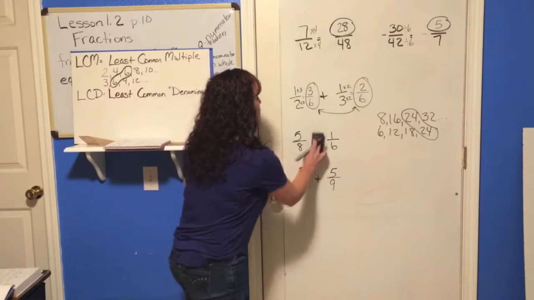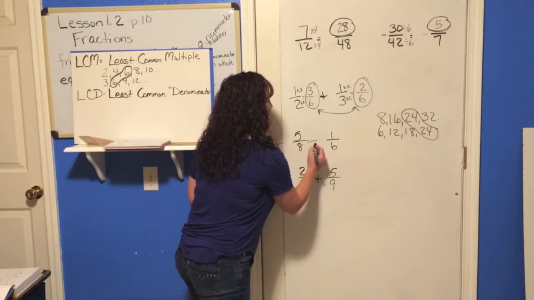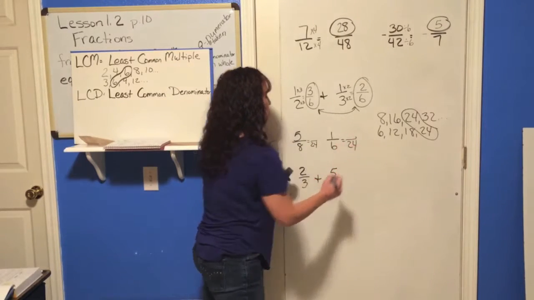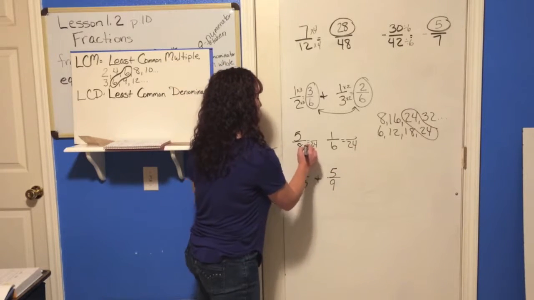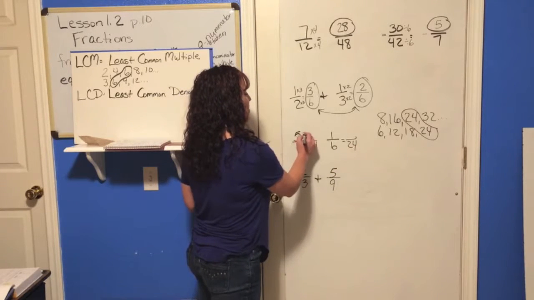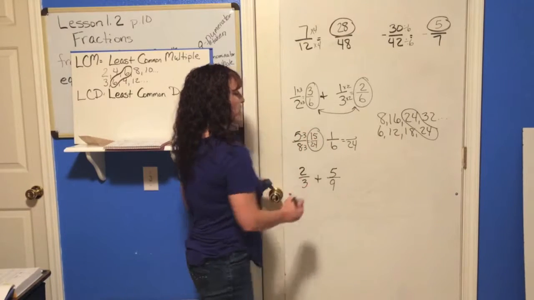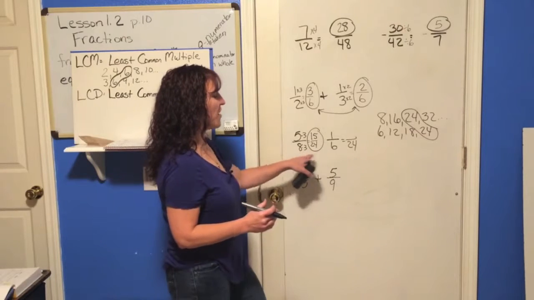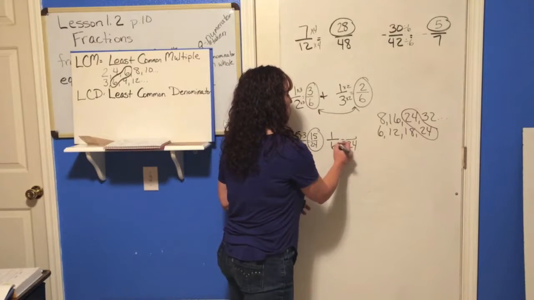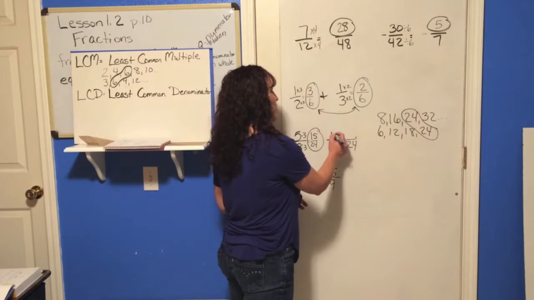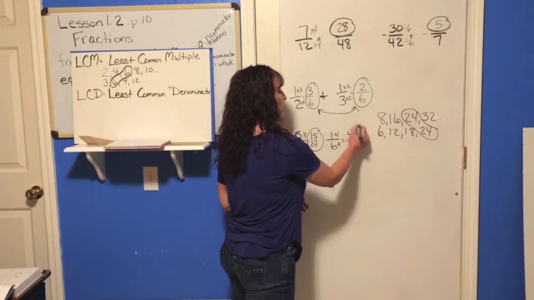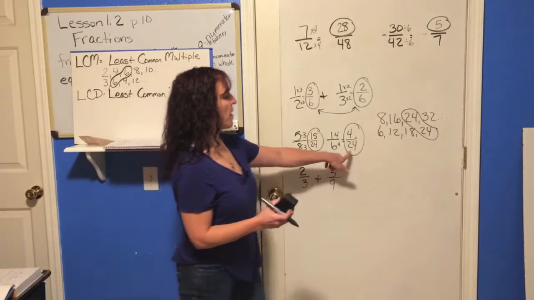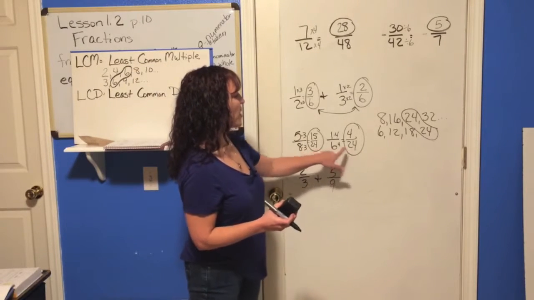So we're going to make the 5/8 equal to something over 24 and 1/6 equal to something over 24. 8 times 3 was 24, so we're going to take the 5 times 3, which is 15. So 15/24 is our equivalent fraction to 5/8. And 6 times 4 is 24, so you have to do the same thing on the top. 1 times 4 is 4. So 4/24 is our equivalent fraction, so that we have common denominators.